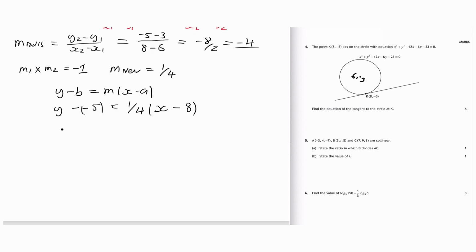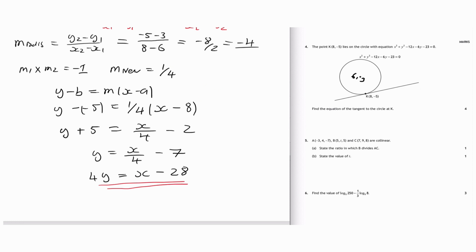So this then becomes y plus 5 equals x over 4 plus 8 divided by 4 is, no, 2, that's not plus, that's minus. Okay, so this then becomes y equals x over 4 minus 7. It becomes 4y equals x minus 28. Right, and that's your final answer there.